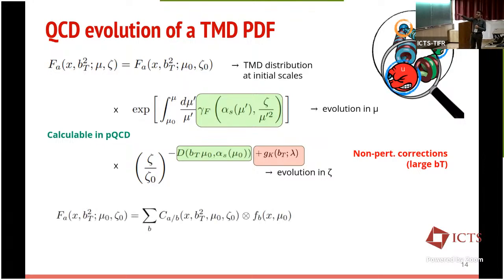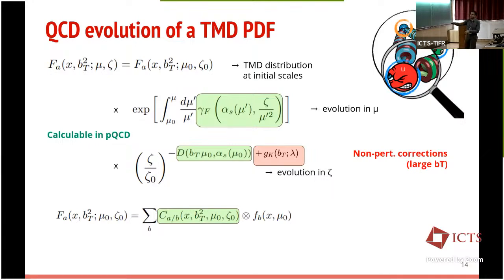Now let's look at the initial state, the initial condition, f of x, BT squared, mu0, zeta0. This distribution here can be expressed, or refactorized in technical language, on the basis of the collinear distributions. This expression tells you that you can write your TMD PDF as a function of the collinear PDF times coefficients which are calculable in perturbation theory. These coefficients are also related to, say, the perturbative splitting of a quark into a gluon, for example. They contain the DGLAP splitting terms as well.